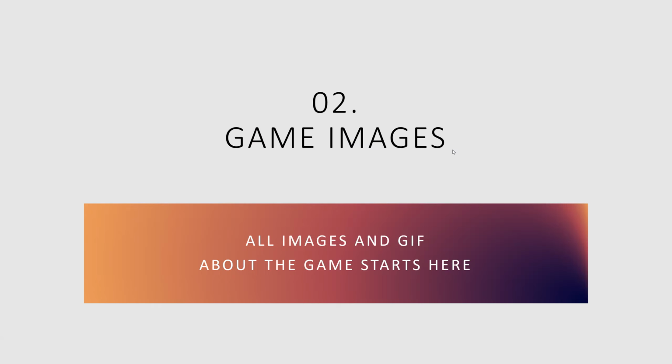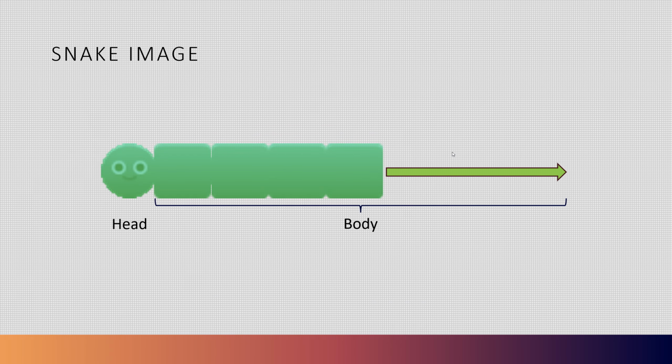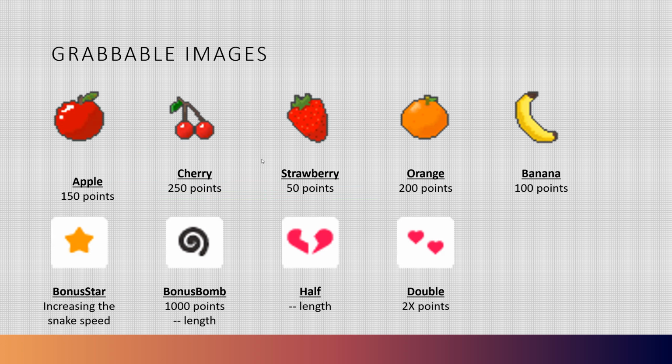Then let's continue with the game images. This is going to be the snake image for the snake. The head would be this, the body would be just a green square for simplicity, and every single image is going to be 32 pixels, which would be exactly 1 tile on the game screen. And then we would come to the Grabbable images. Apple would have 150 points, cherry 250, strawberry 50, orange 200, banana 100.